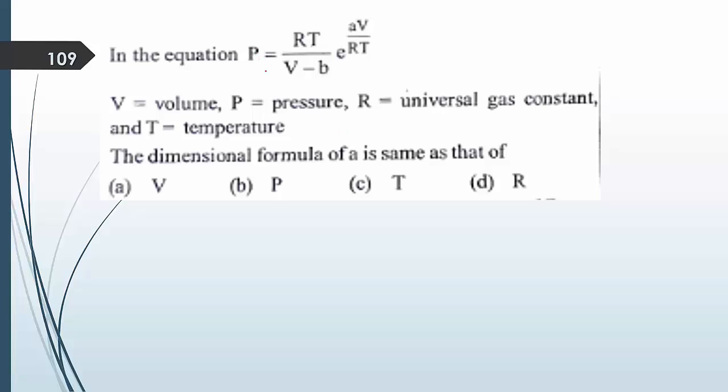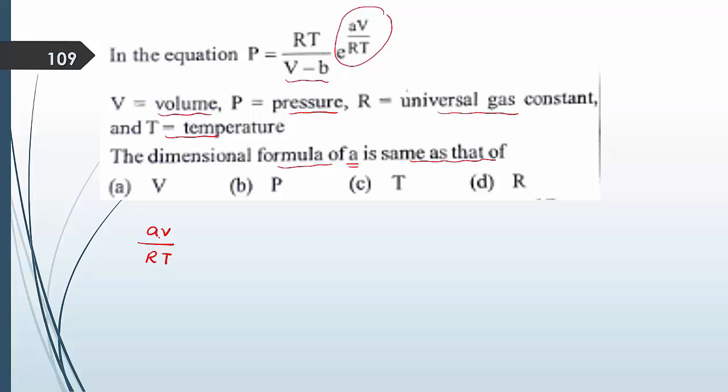Question number 109. In the equation P equal to RT divided by V minus B into E raised to AV divided by RT, where V is volume, P is pressure, R is universal gas constant and T is temperature. The dimensional formula of A is as same as. Yes, I am going to concentrate only this part because I want only A value. See here, E raised to AV by RT. The equation is AV divided by RT.